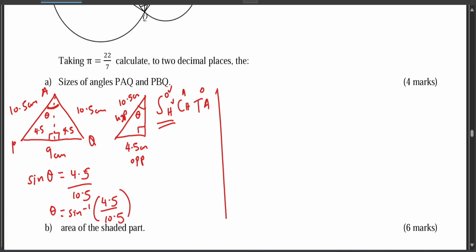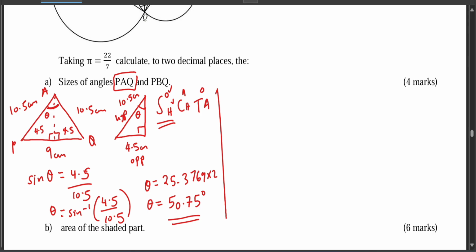So let's take 4.5 divided by 10.5, sine inverse, and your answer, your theta, therefore is 25.3 to one decimal place, 3769. Okay, but now you times it by 2, because you've been told to find the size of angle PAQ, not half of it, so you multiply by 2 to give you the whole angle, which to 2 decimal places should be 50.75 degrees.